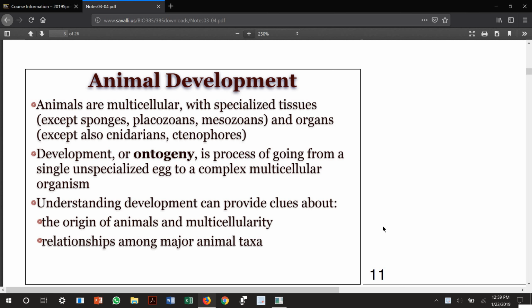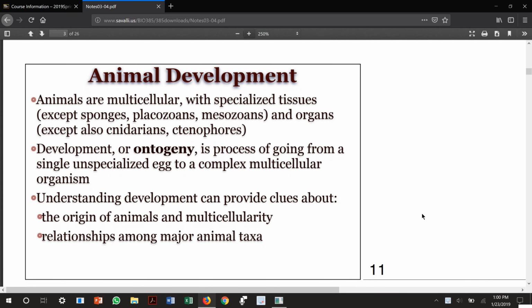All animals are, by definition, multicellular, and most of them, except for sponges and placozoans, have specialized tissue, and mesozoans we don't have to really work with. We'll get to those eventually. And most also have even more complex organ-level organization, although that's not in cnidarians or ctenophores. That means that you go from one unspecialized ovum, a fertilized egg cell, a zygote, into a complex multicellular organism. And that process is known as development, or the ontogeny of the organism.